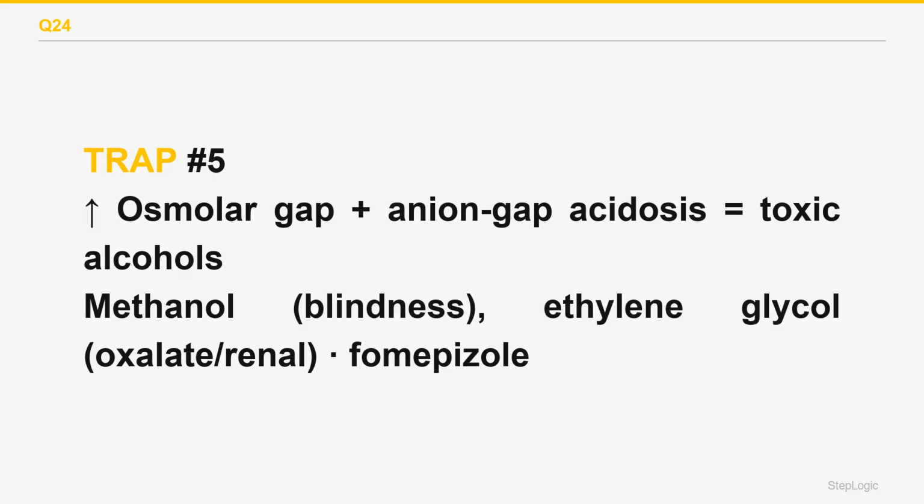Trap 5. An elevated osmolar gap with an anion gap metabolic acidosis points to toxic alcohols. Methanol causing blindness. Ethylene glycol causing oxalate crystals and renal failure. Treat with fomepizole.